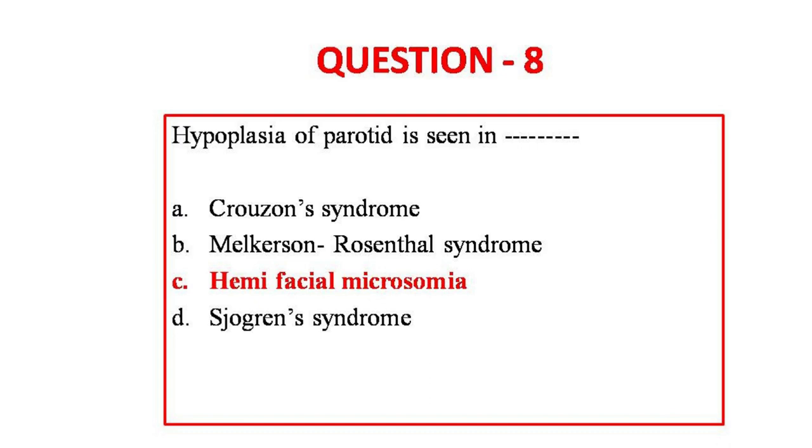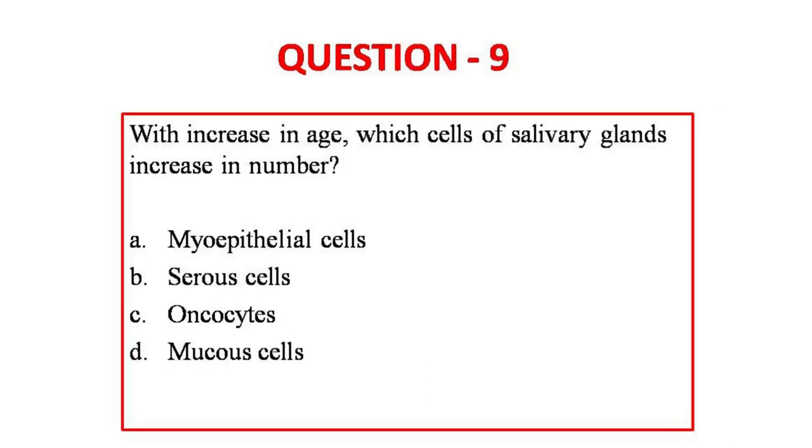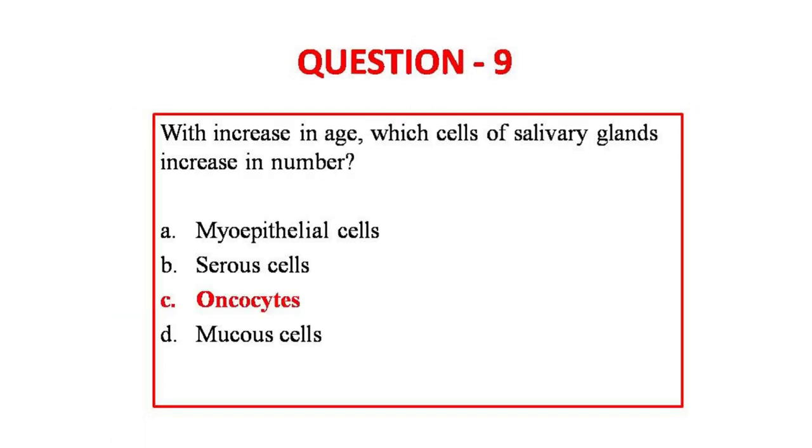So moving on to question number 9. With increase in age, which cells of salivary glands increase in number? They've given 4 options: myoepithelial cells, serous cells, oncocytes, and mucus cells. The answer to this question is oncocytes. Oncocytes are epithelial cells with abundant granular eosinophilic cytoplasm due to the presence of numerous large mitochondria of varied sizes.